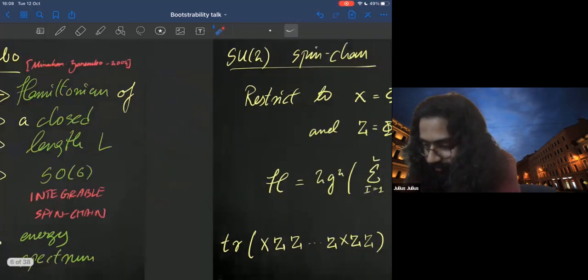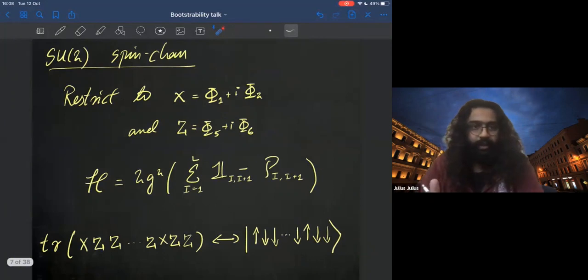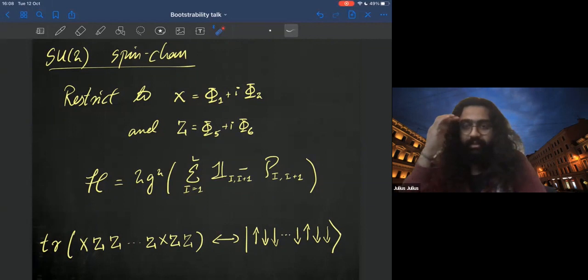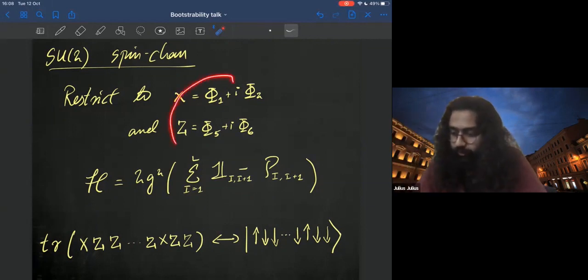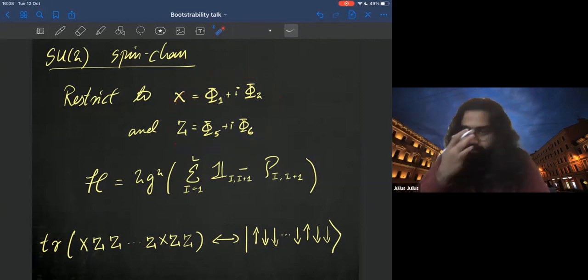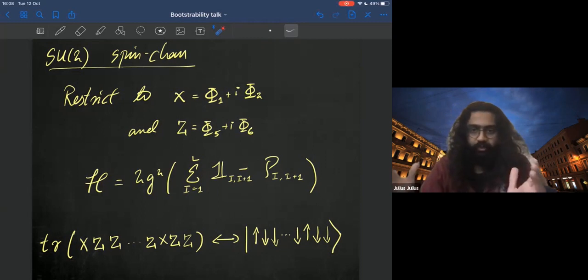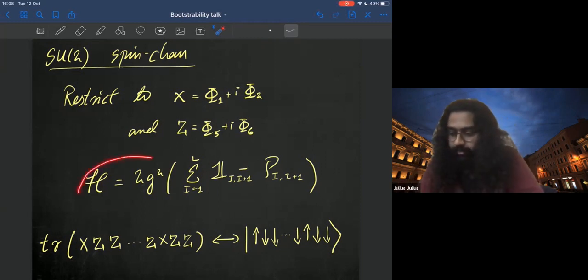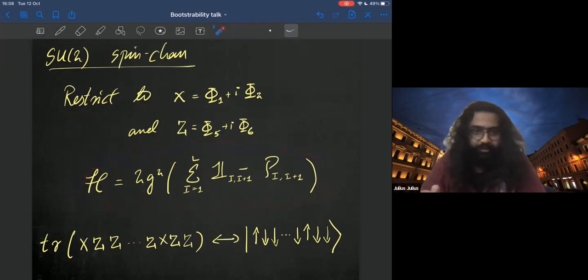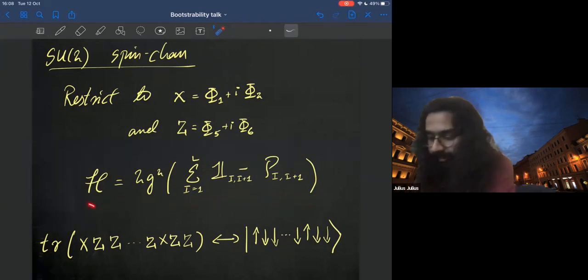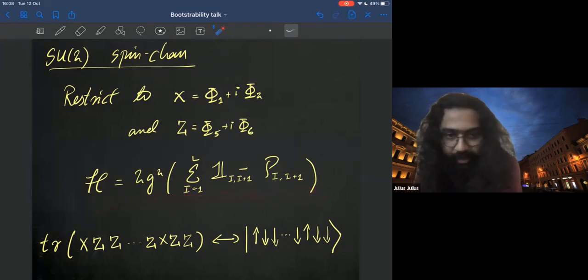So to illustrate this, let me start with just the SU(2) spin chain. Instead of having 6 real scalars, I can restrict to 2 complex scalars in the theory. So phi1 plus i phi2, I call that X, and phi5 plus i phi6, I call that Z. Now, this is a closed sector of the theory, and the spin chain Hamiltonian, or the mixing matrix, for the SU(2) sector at one loop can be written down right here.